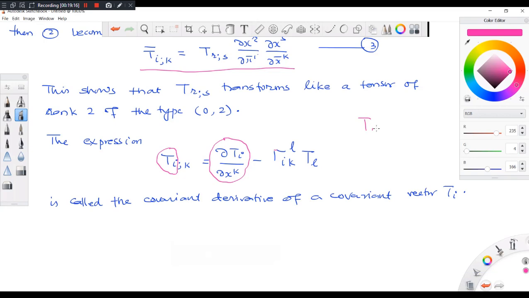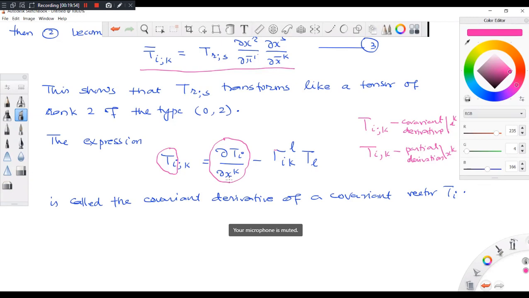And if I write Ti merely comma k, this is a partial derivative. So whenever I make this notation, you understand this. When I write with a semicolon, it will always be covariant. And if I am writing merely comma, it is a partial derivative with respect to what? With respect to xk. So this is the covariant derivative of a covariant vector.